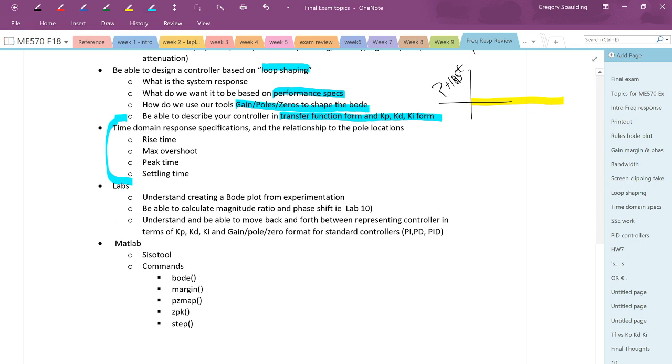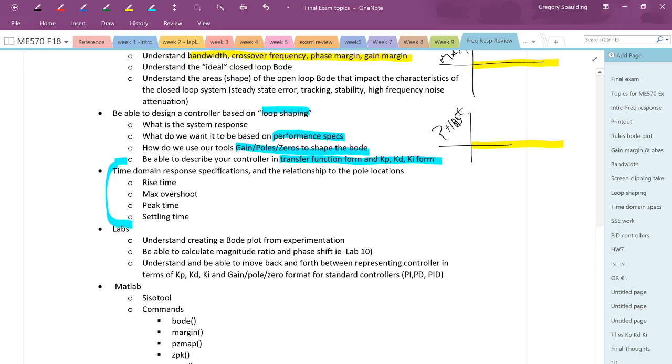You will need to be able to use SISO tool. This is going to be a really nice, handy tool for you. And my expectation is that you will be given a system with some specifications and asked to do loop shaping, and that is a task that is done very easily in SISO tool. So become fluent in SISO tool.